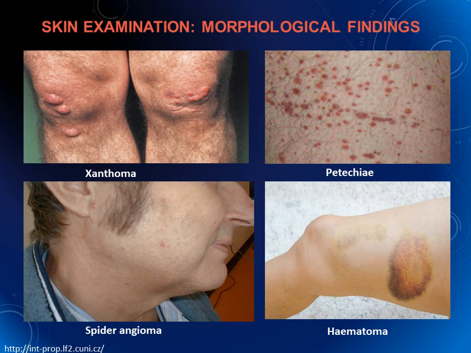Different morphological elements can be found in skin examination. Here you see 4 examples. First is xanthoma. This is accumulation of fat in the skin, and this is specific for hypercholesterolemia.